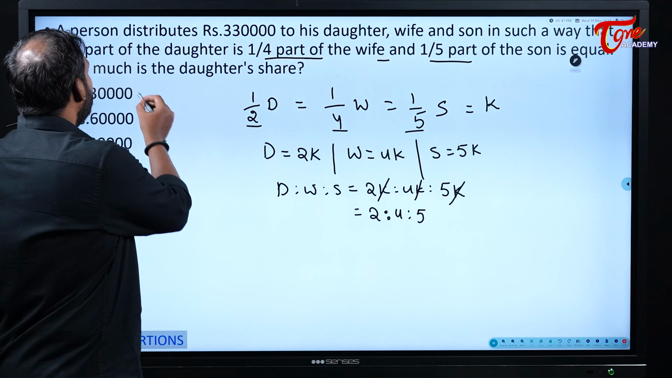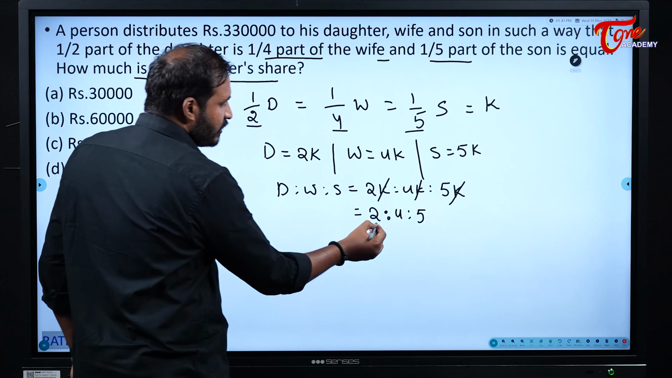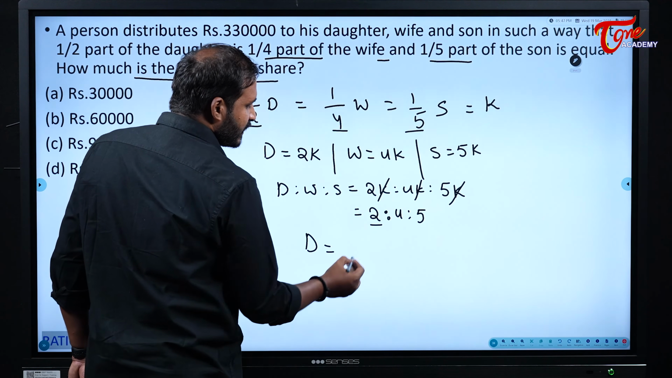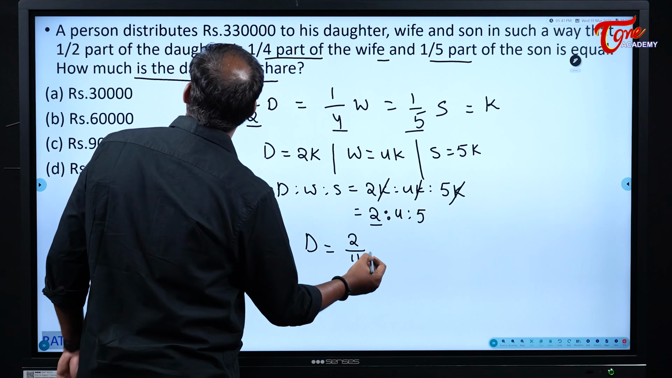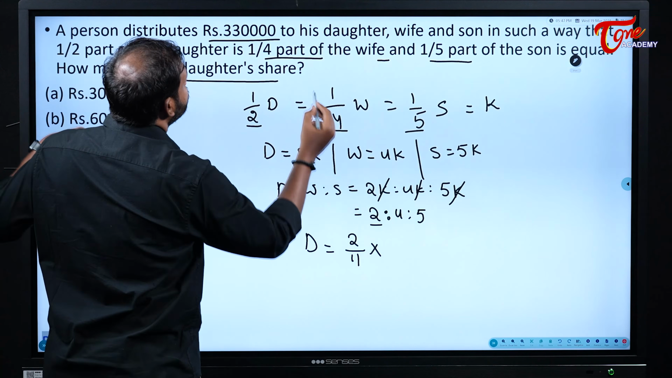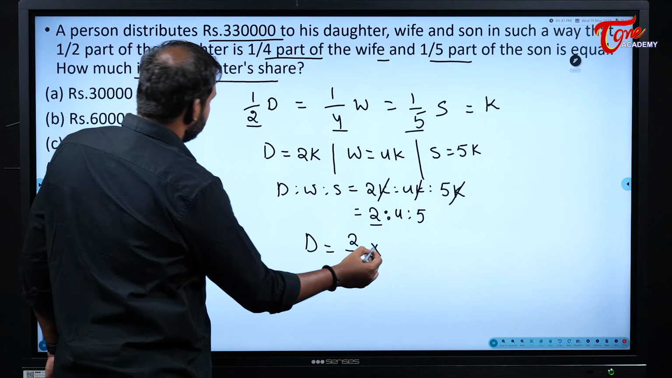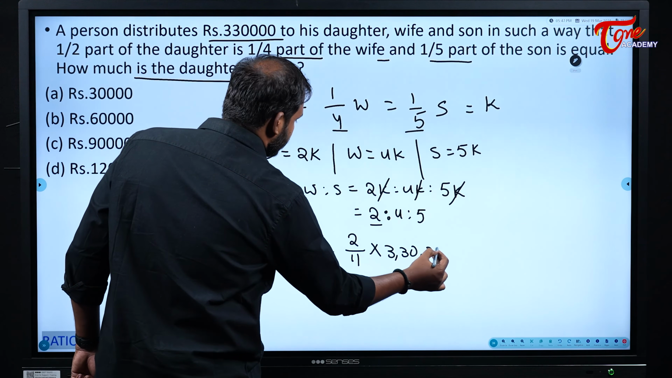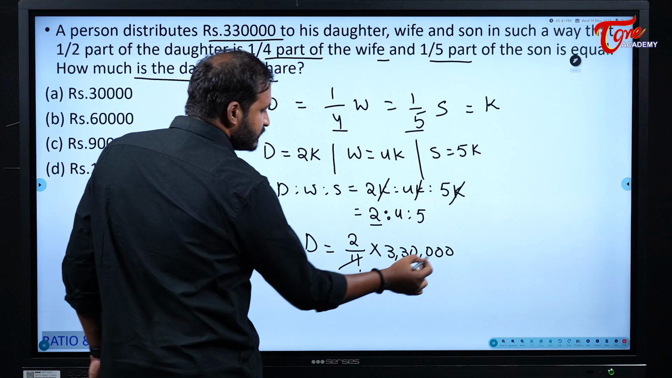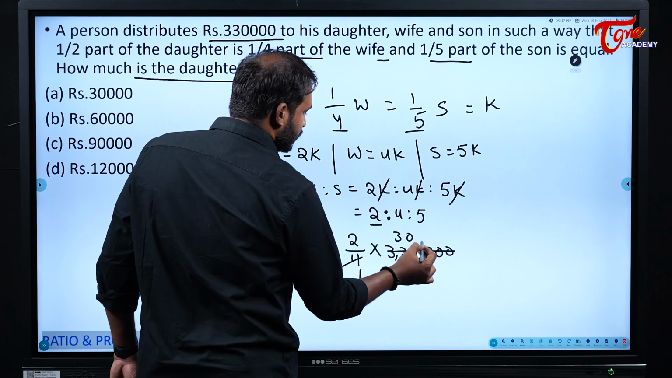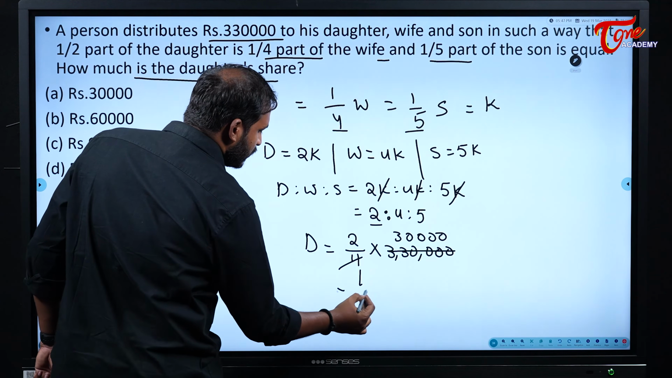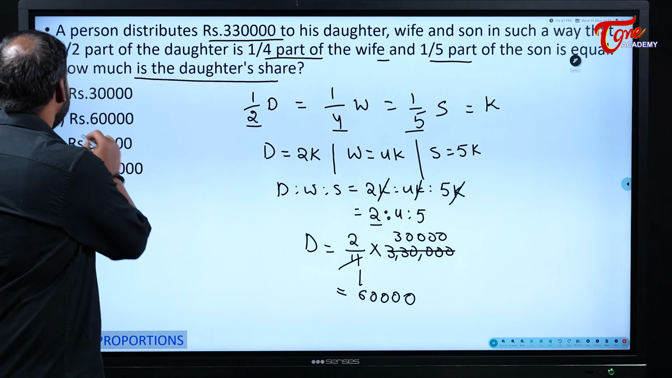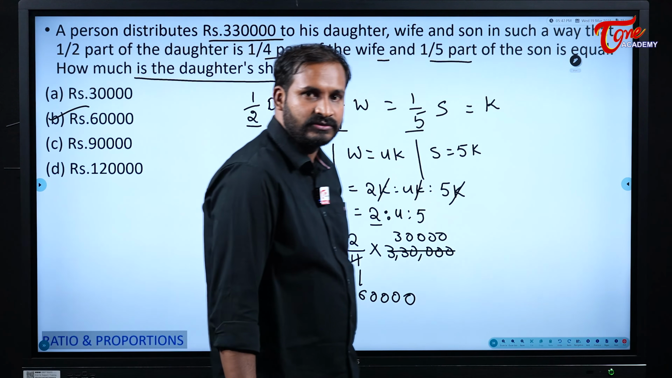Now, how much is the daughter's share? Daughter's share is how many parts? 2 parts. 2 parts out of total how many parts? 11 parts. So 2 by 11 into, what is the amount they should distribute among themselves? 3,30,000. 3,30,000 is the amount they should distribute between themselves. So 2 into 30,000 it becomes what? 60,000. That means the daughter will get a share of 60,000 here.